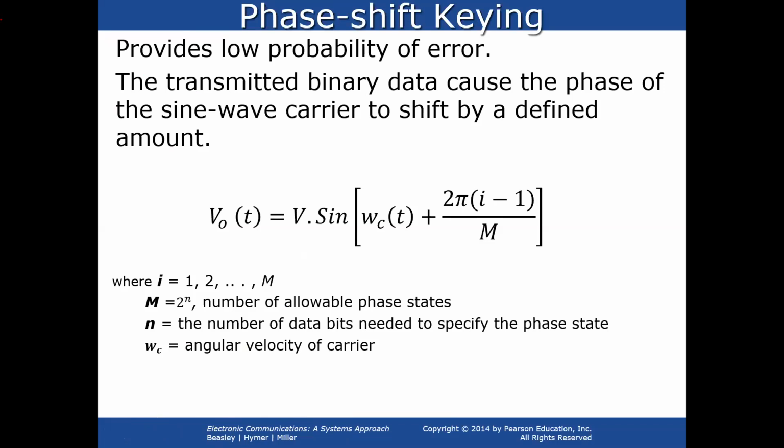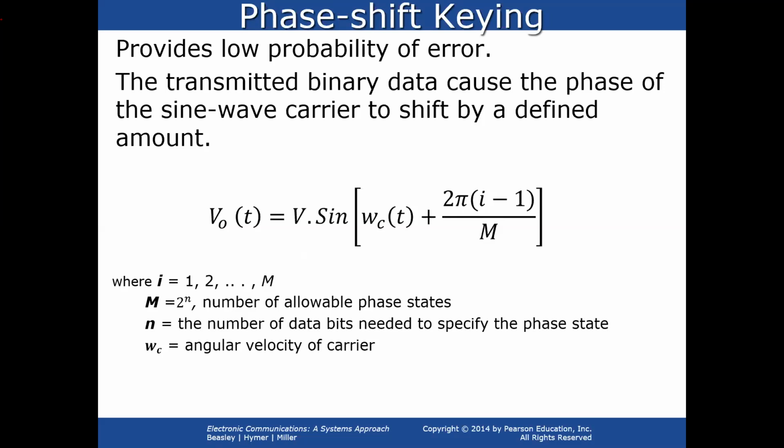In the PSK system, you're going to find that the transmitted binary data will cause the phase of the sine wave carrier to shift by a defined amount. And we're going to see that in a minute. So the modulating signal may cause the carrier, for example, to shift to one or more possible phases. If we have only two phases, it's going to shift between 0 and 180 degrees. If we have 4, it's going to be 90 degrees apart, and so on.